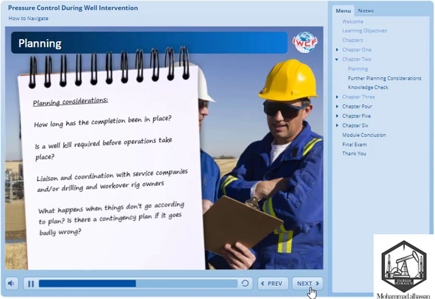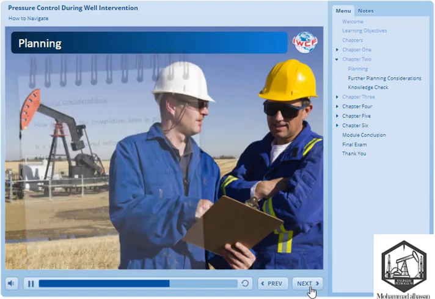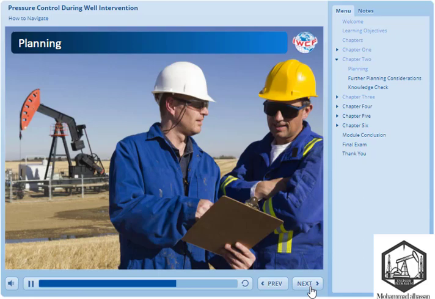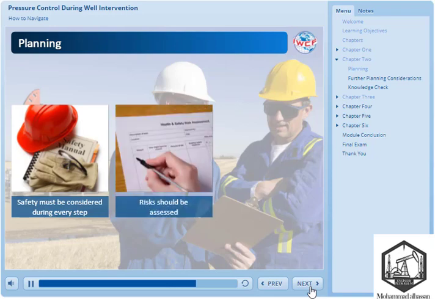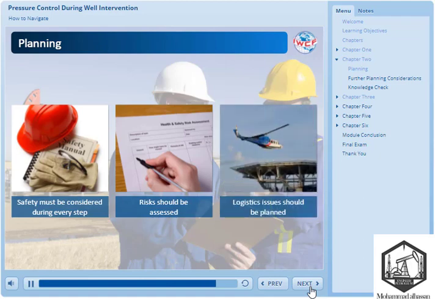What happens when things don't go according to plan? Is there a contingency plan if it goes badly wrong? Is there an emergency plan? Is extra role-specific training required for this particular operation? As with all operations, during a well intervention or workover, safety is of paramount importance and must be considered during every step of the planning phase. Risks should be assessed and contingency plans put in place to mitigate the consequences. Logistics issues should be planned between all parties. This will include helicopters, fuel, chemicals, supplies, etc.